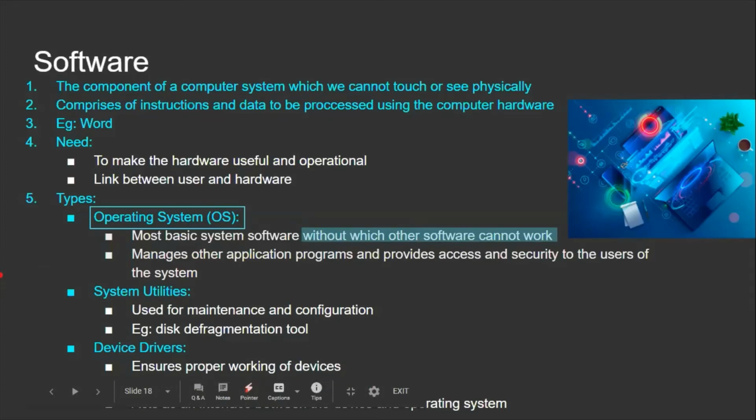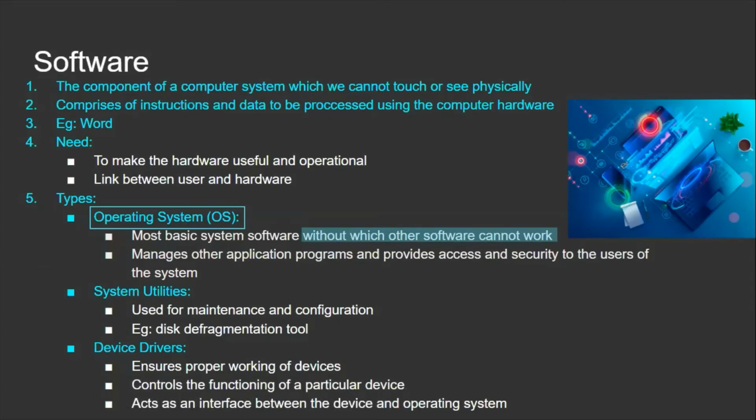Now, system utilities are used for maintenance and configuration, like the disk fragmentation tool in Windows, stuff like that. They're meant for maintenance of the system. Device drivers are the kind of software which ensure proper working of the devices. They control the functioning of a particular device, and act as an interface between the device and the operating system. All of these are very crucial things which these different types of software perform. These are just the categories; there are many different types of software.